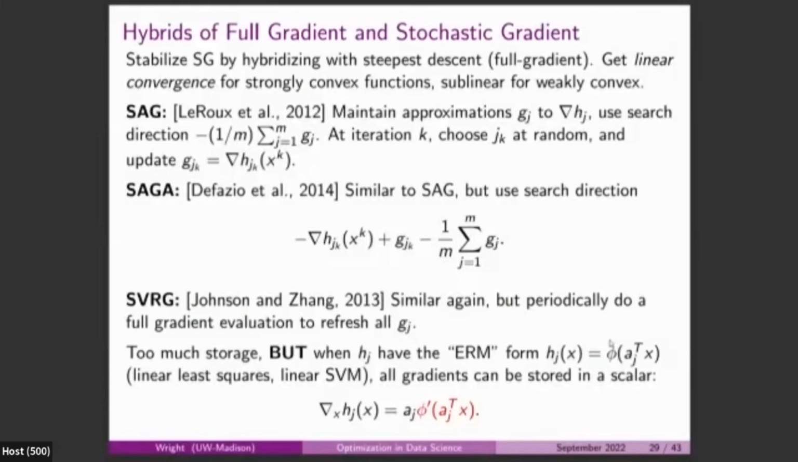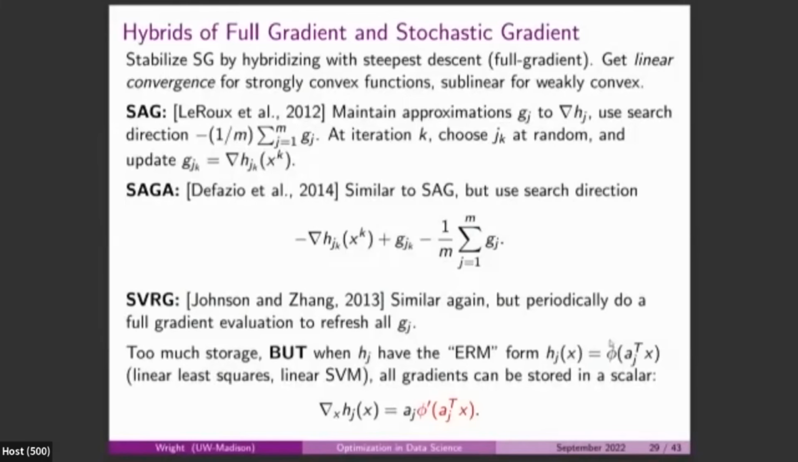SVRG just takes SGD steps, but every so often it evaluates a full gradient, and then updates with a bunch of SGD steps and then evaluates a full gradient again. So you can think of them both as being hybrids of full gradient and stochastic gradient.